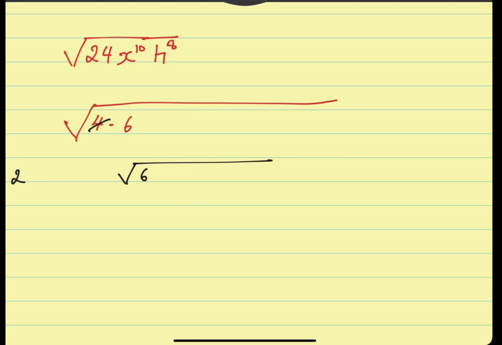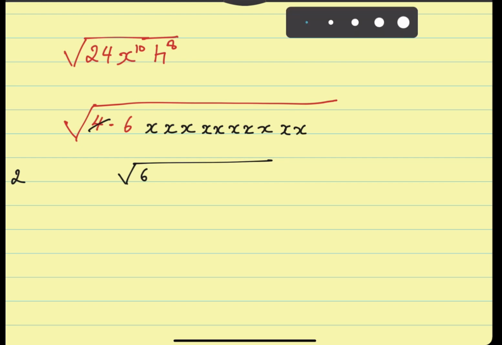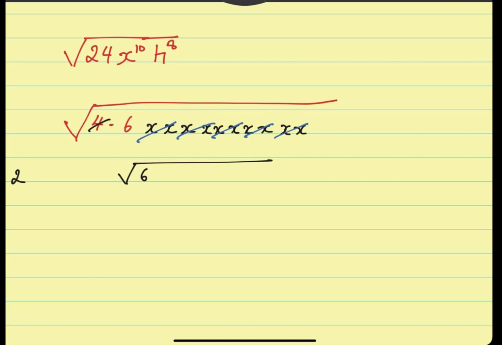Okay? Now let's look at the x. 1, 2, 3, 4, 5, 6, 7, 8, 9, 10. This is too much work. I'm going to show you the fast way, but I just wanted to show you this way first. Let's finish the x. We have to put them in groups of what? 2. 1, 2, 3, 4, 5. X to the power of what? 5.